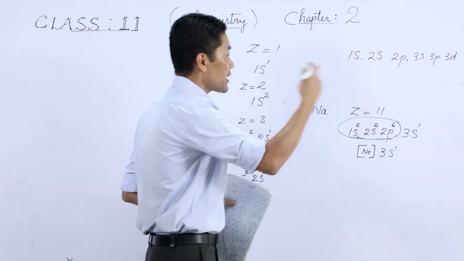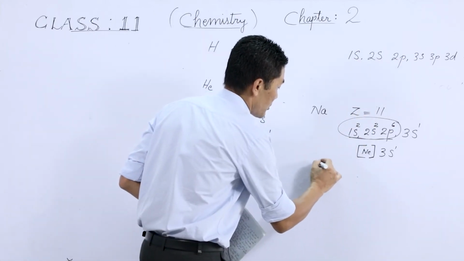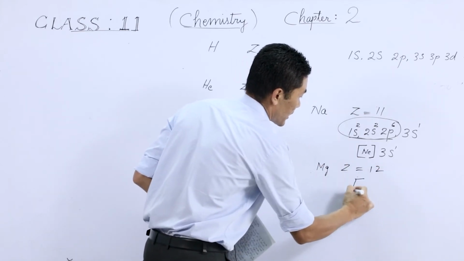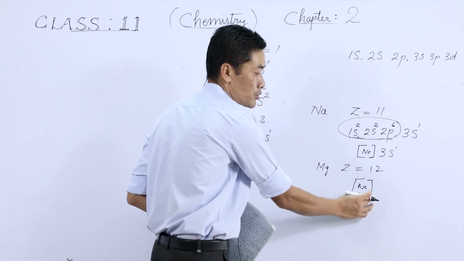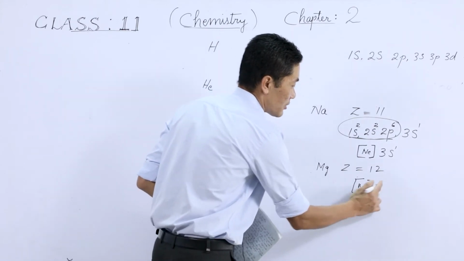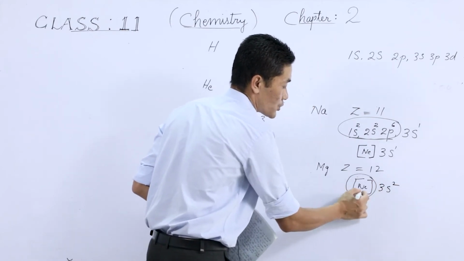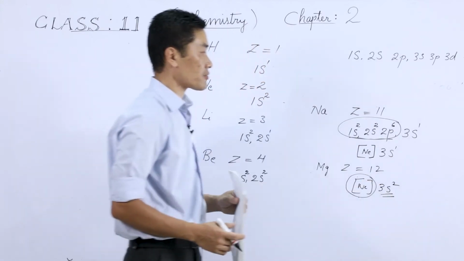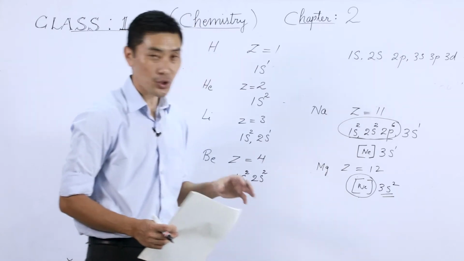Likewise, for the next elements like magnesium, atomic number 12, we can just write the configuration of neon represented like this, then 3s2. Neon accounts for 10 electrons. Then the remaining 2 electrons go into the s orbital of the third shell. This is how we can represent the electronic configurations in short also.